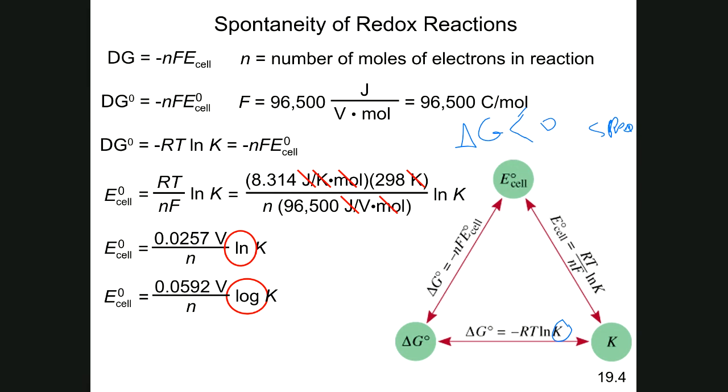What is favored for a spontaneous reaction? That means you get more product. So if you get more product, that means the value for K is greater than 1.